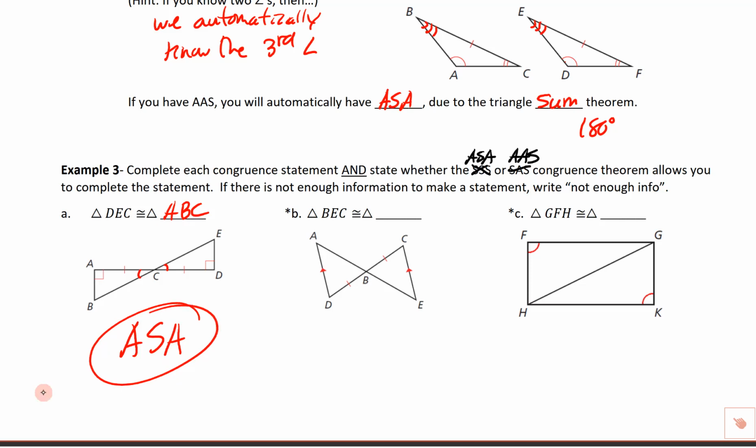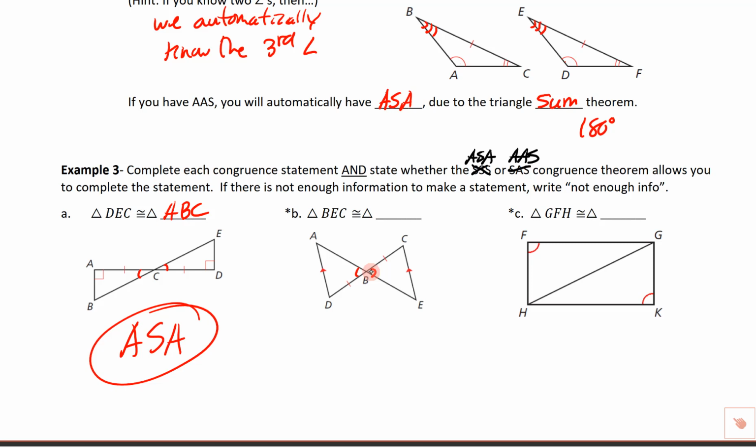So let's go ahead and put that down. And then for triangle BEC, we want it to be congruent to another one. So let's see here. It is possible that there's not enough information to tell, but let's take a look. We've got some vertical angles right here.